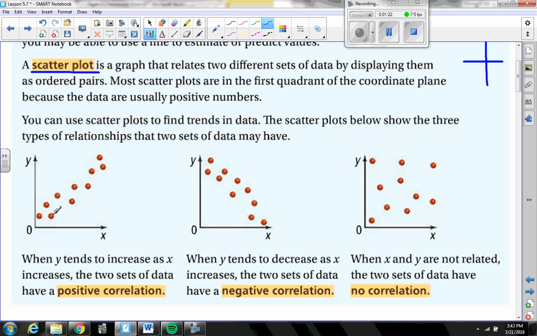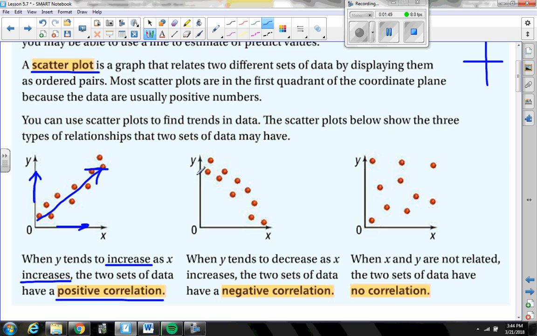And if we see the y values and the x values both increasing as we look at our scatter plot, our x's are increasing and our y's are increasing, that scatter plot is said to have what's called a positive correlation. So it's positive when y increases and x increases.